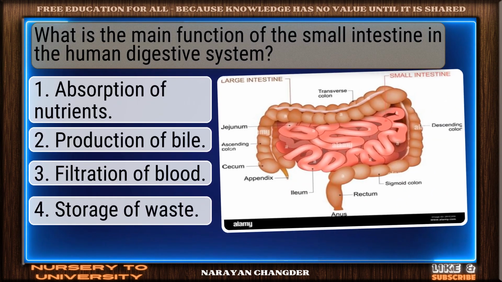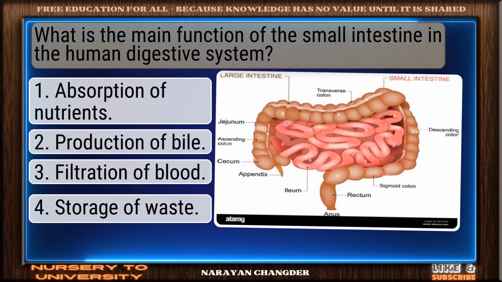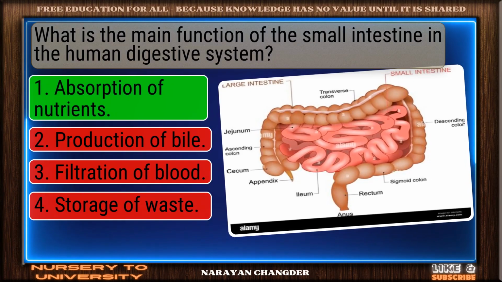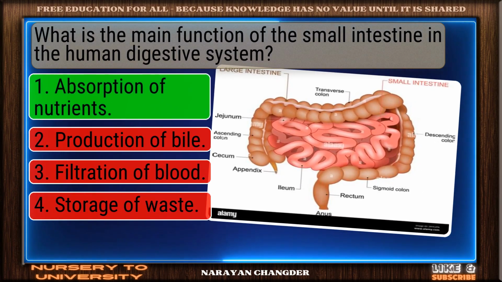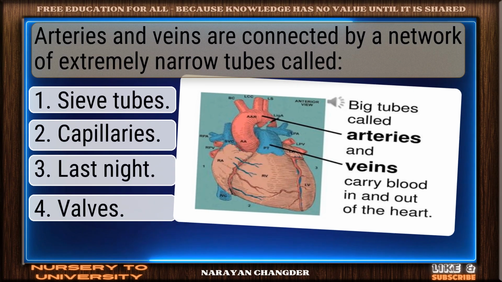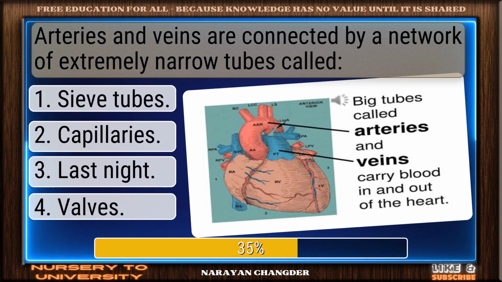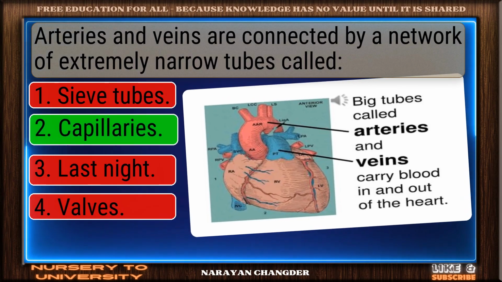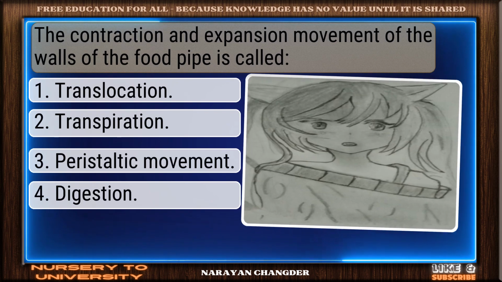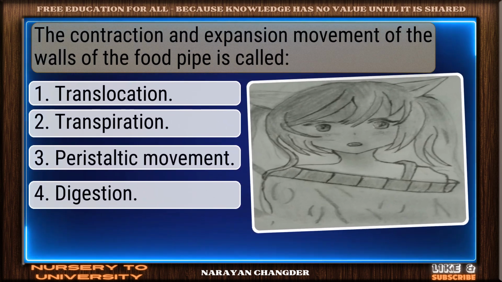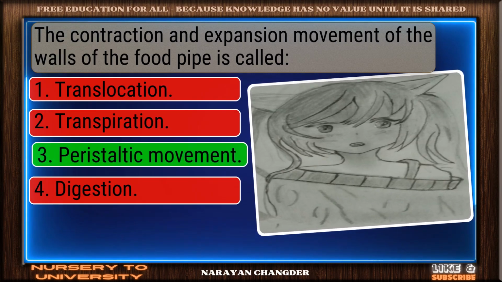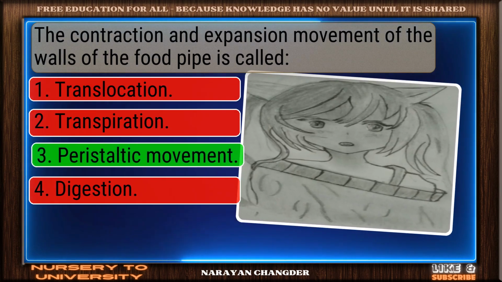What is the main function of the small intestine in the human digestive system? Nicely done. Absorption of nutrients is solid. Arteries and veins are connected by a network of extremely narrow tubes called... Exactly. Capillaries make sense. The contraction and expansion movement of the walls of the food pipe is called... Perfect. Peristaltic movement is the one.